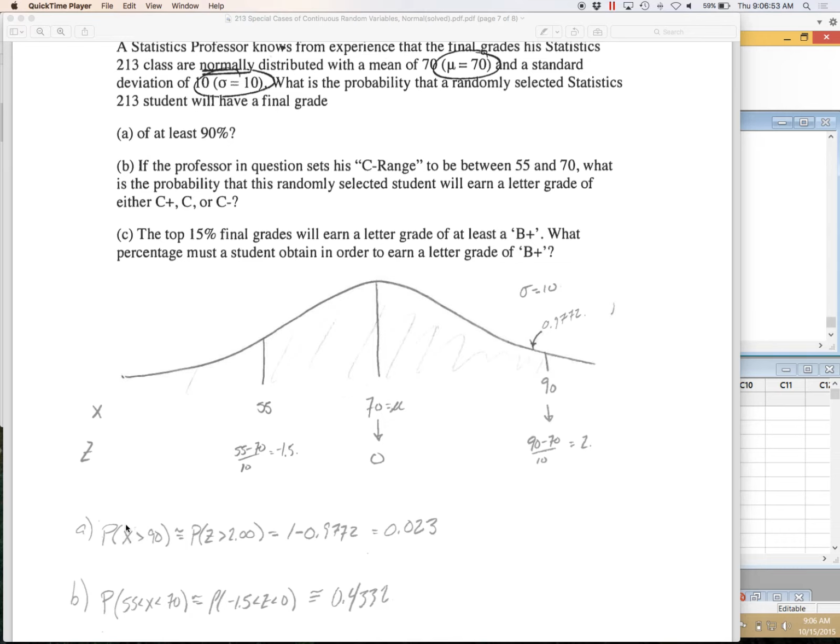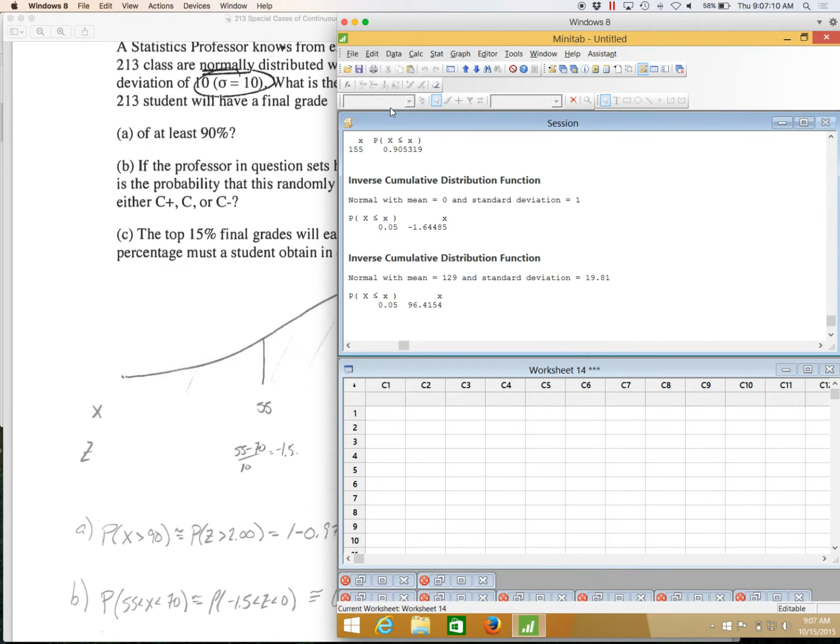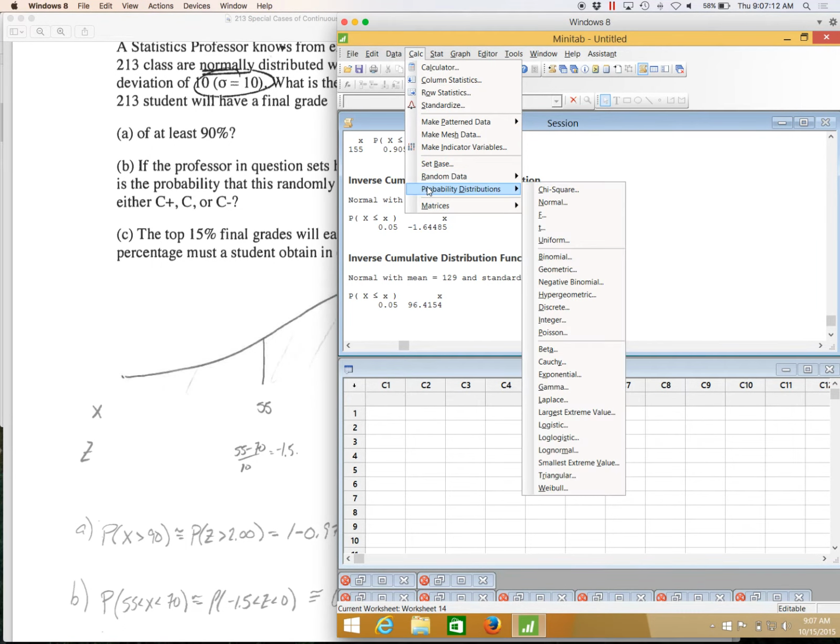X is greater than 90. Okay, here I'm in the X scale, which we've seen is the same thing as converting this X scale into a Z. In this case, the Z is 2. So the probability of X being greater than 90 is the same as the probability of Z being greater than 2. Okay, so here then, you've seen numerous ways to calculate this.